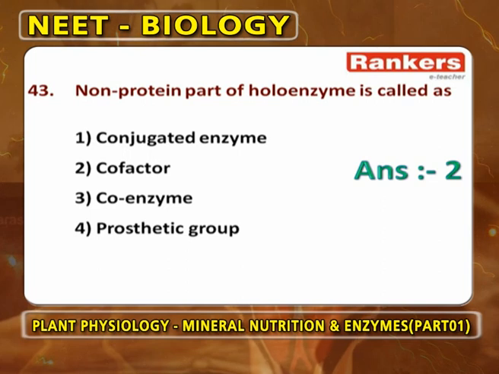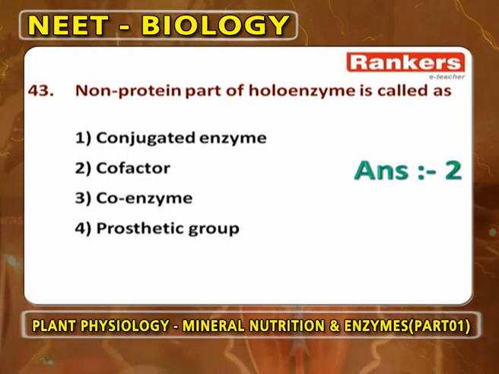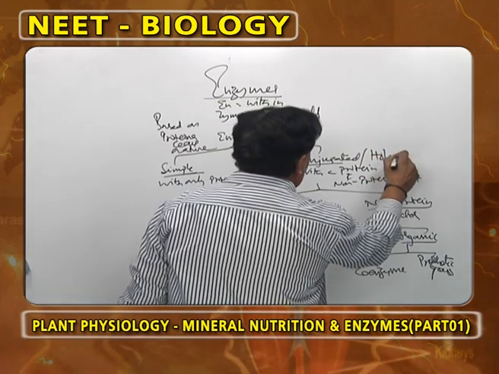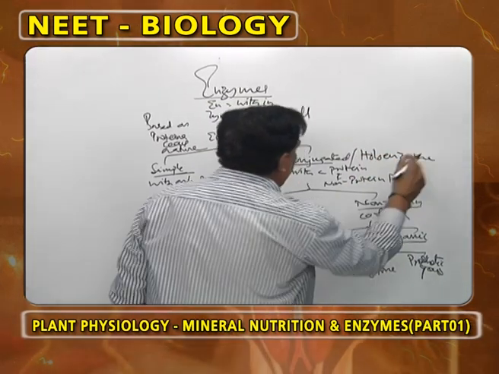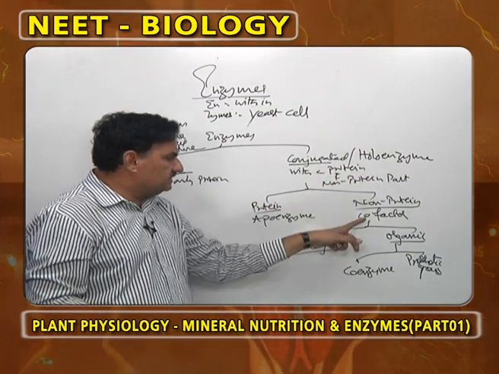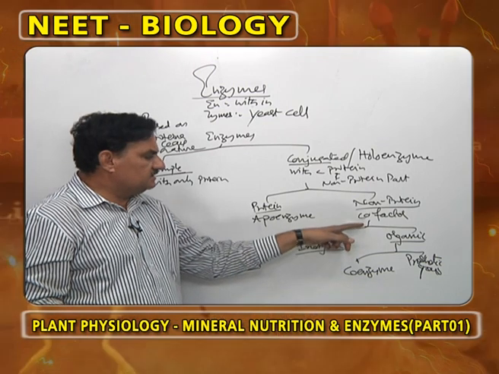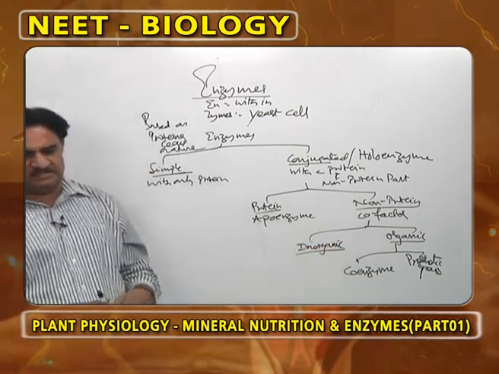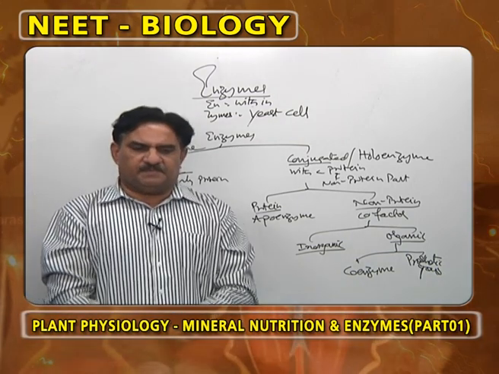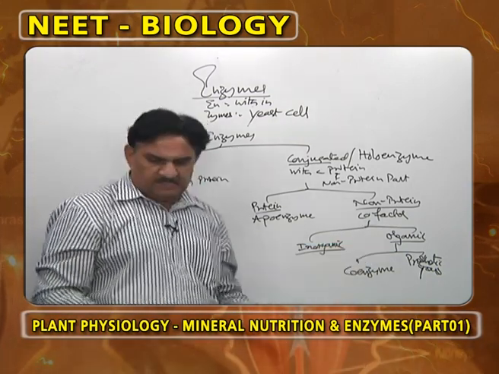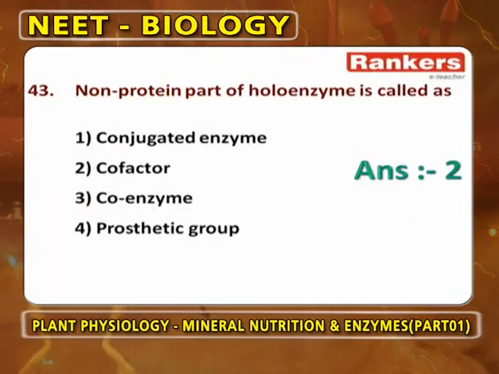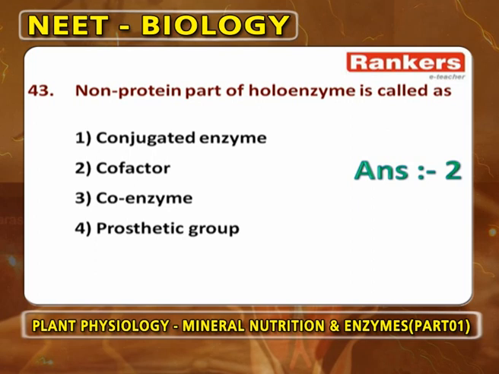Non-protein part of holoenzyme is called, the conjugated enzyme is also called holoenzyme because it shows both protein and non-protein part. So the non-protein part of a conjugated enzyme or holoenzyme is called cofactor. It is not conjugated enzyme, because holoenzyme itself is conjugated enzyme. Coenzyme is the organic part. Here the non-protein part of holoenzyme is called cofactor, second option.